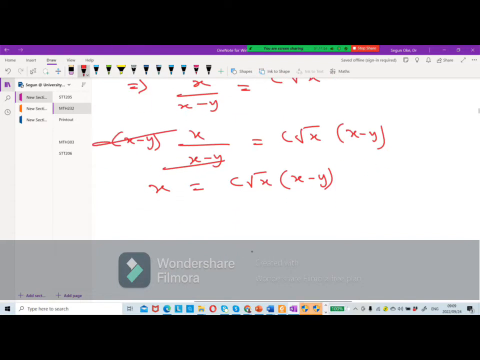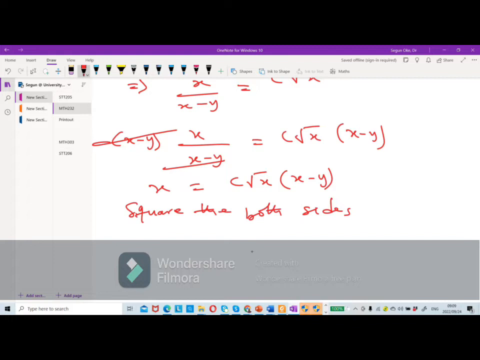But we still need to eliminate the square root of x. How do we eliminate that square root? That means we need to square both sides. So I'm going to take the square of both sides. I'm not saying square root of both sides because I need to eliminate this square root. The only thing that can eliminate this square root is to square both sides.